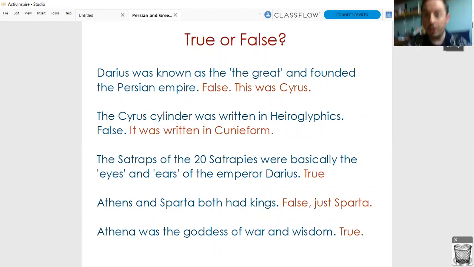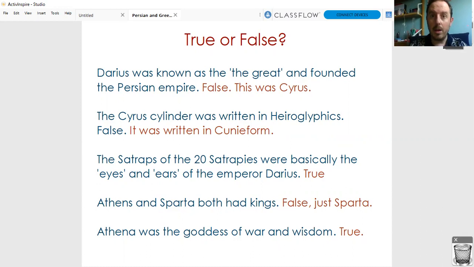All right, the satraps and the 20 satrapies, those governors of the satrapies, were basically the eyes and ears of the Emperor Darius. True. They looked out for trouble. They collected taxes, and all that money was funneled through to Darius, the emperor.